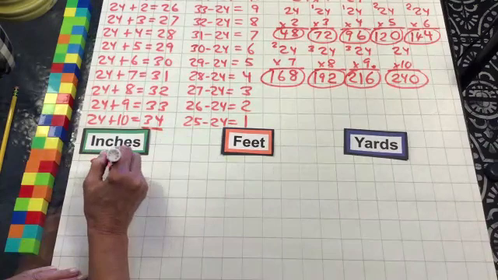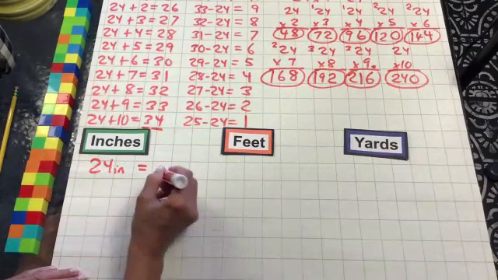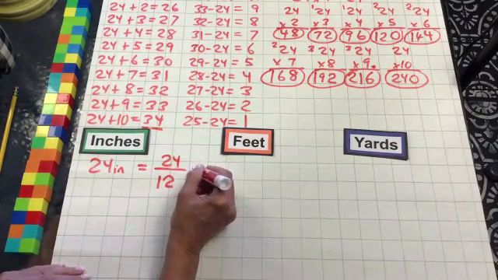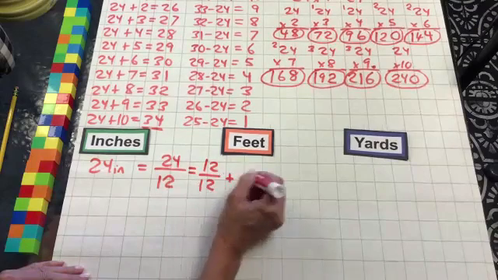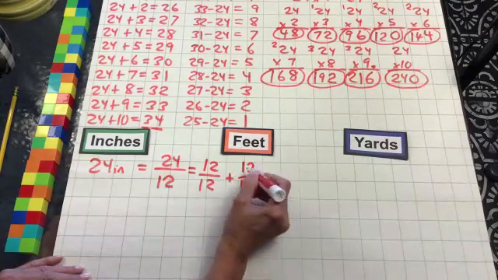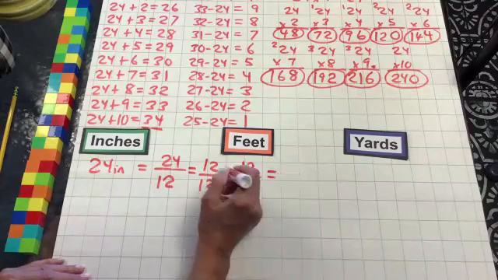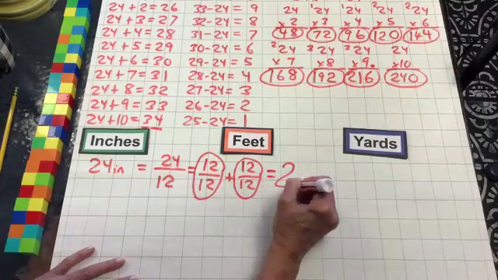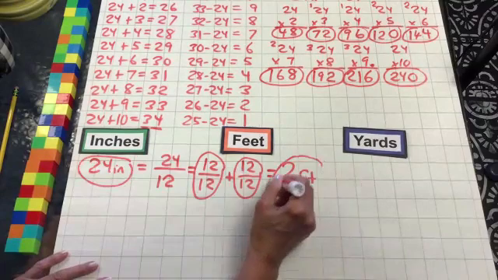So we have 24 inches. We know it takes 12 inches to make a foot. So we're going to put that 24 over 12 to break it down in fraction form. So we have 12 over 12 plus, when we take 12 away from 24, we get 12 over 12 because 12 plus 12 equals 24. So we are done. So let's look at this. We have 1, 2 whole feet. So 24 inches equals 2 whole feet.